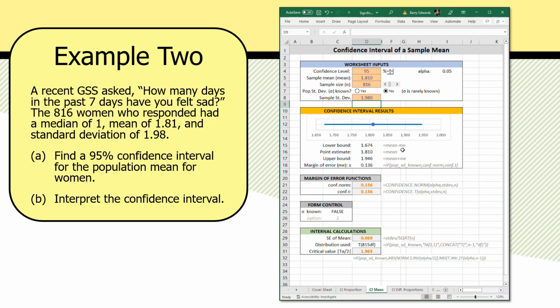To interpret the confidence interval, the confidence interval represents the range of plausible values of the population parameter, more specifically the range of values that allows us to be 95% confident that the interval contains the population parameter.